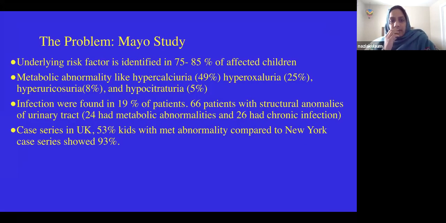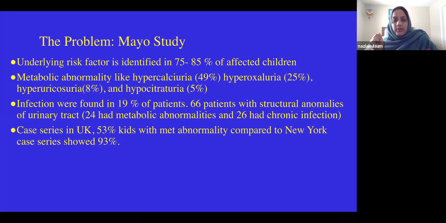So a Mayo study that was done 10, 20 years ago showed that there is at least one identified risk factor in all the kids that are affected with kidney stones. There could be metabolic abnormalities like hypercalciuria, which basically means high calcium in the urine, hyperoxaluria, which is high oxalate in the urine, hyperuricosuria, which is high uric acid in the urine, or low citrate, hypocitraturia. Of these, the most common is again hypercalciuria, hyperoxaluria. And these are all idiopathic, meaning there is no underlying metabolic disease that is contributing to it.